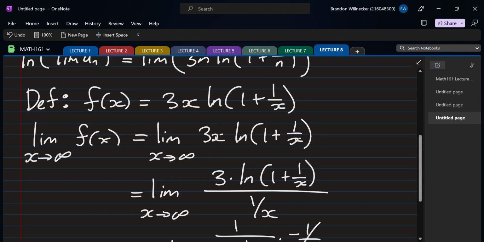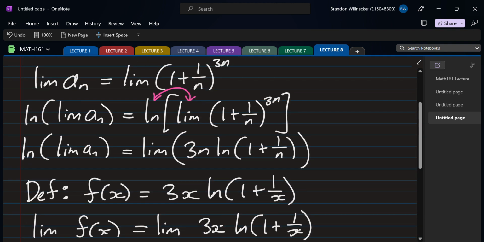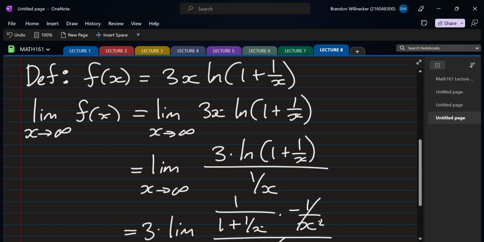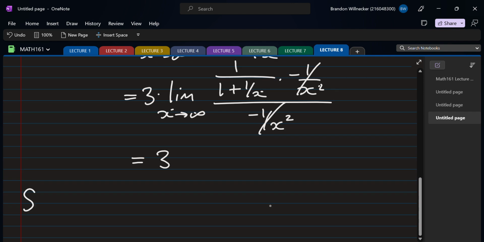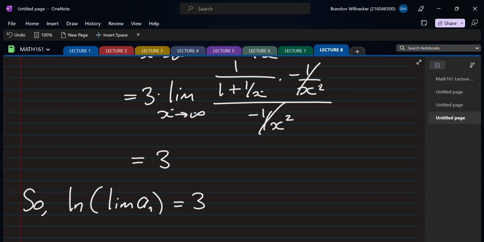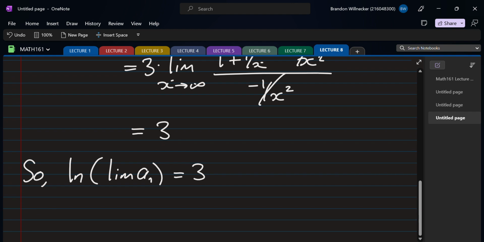So the limit of the function is 3, which means the limit of the sequence will also be 3, right? Because they have the same limiting behavior. So the natural log of the limit of an is equal to 3. We want the limit of an, so we can just exponentiate both sides. So we get the limit of an is e to the 3. Okay, which is finite, so this an converges, and it converges to this specific value here.